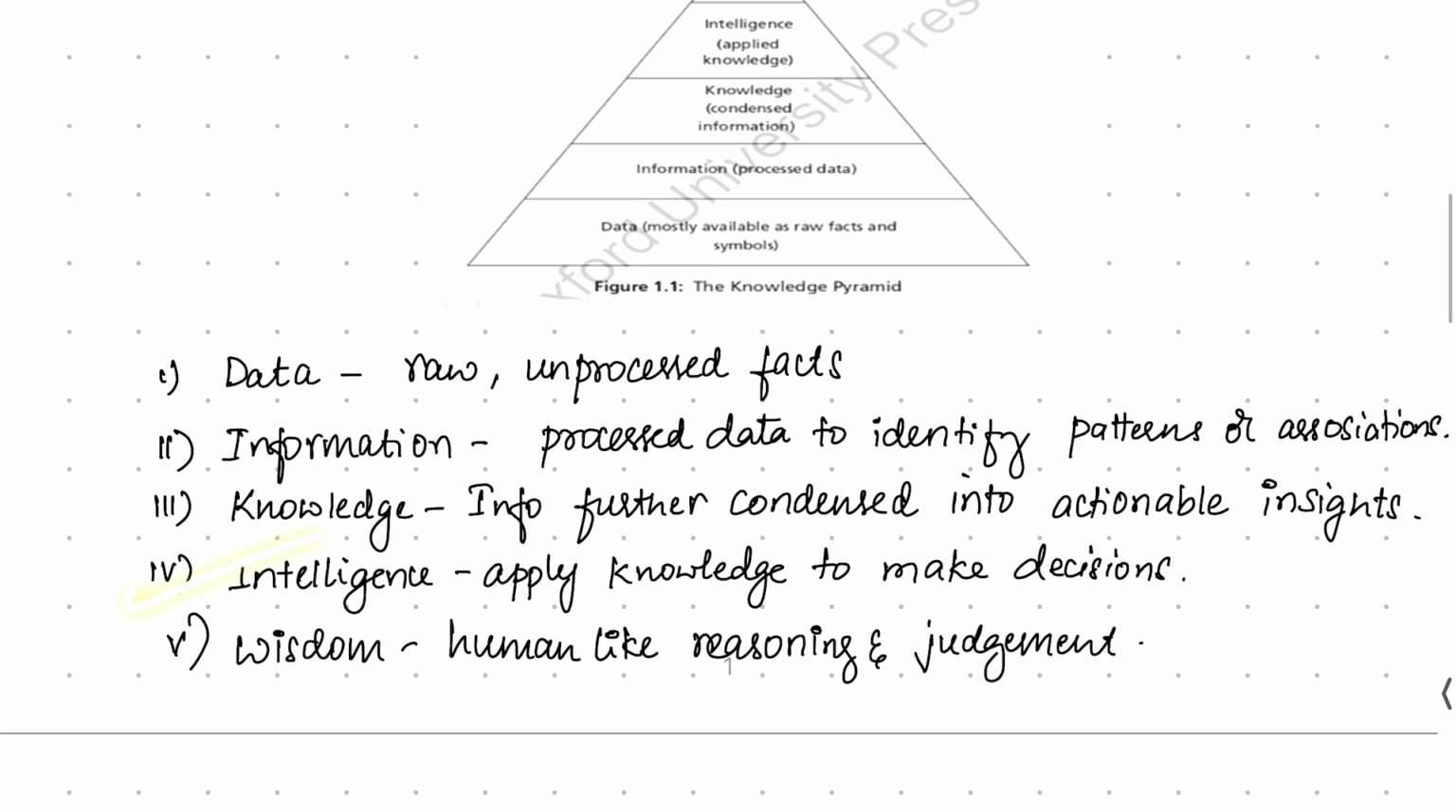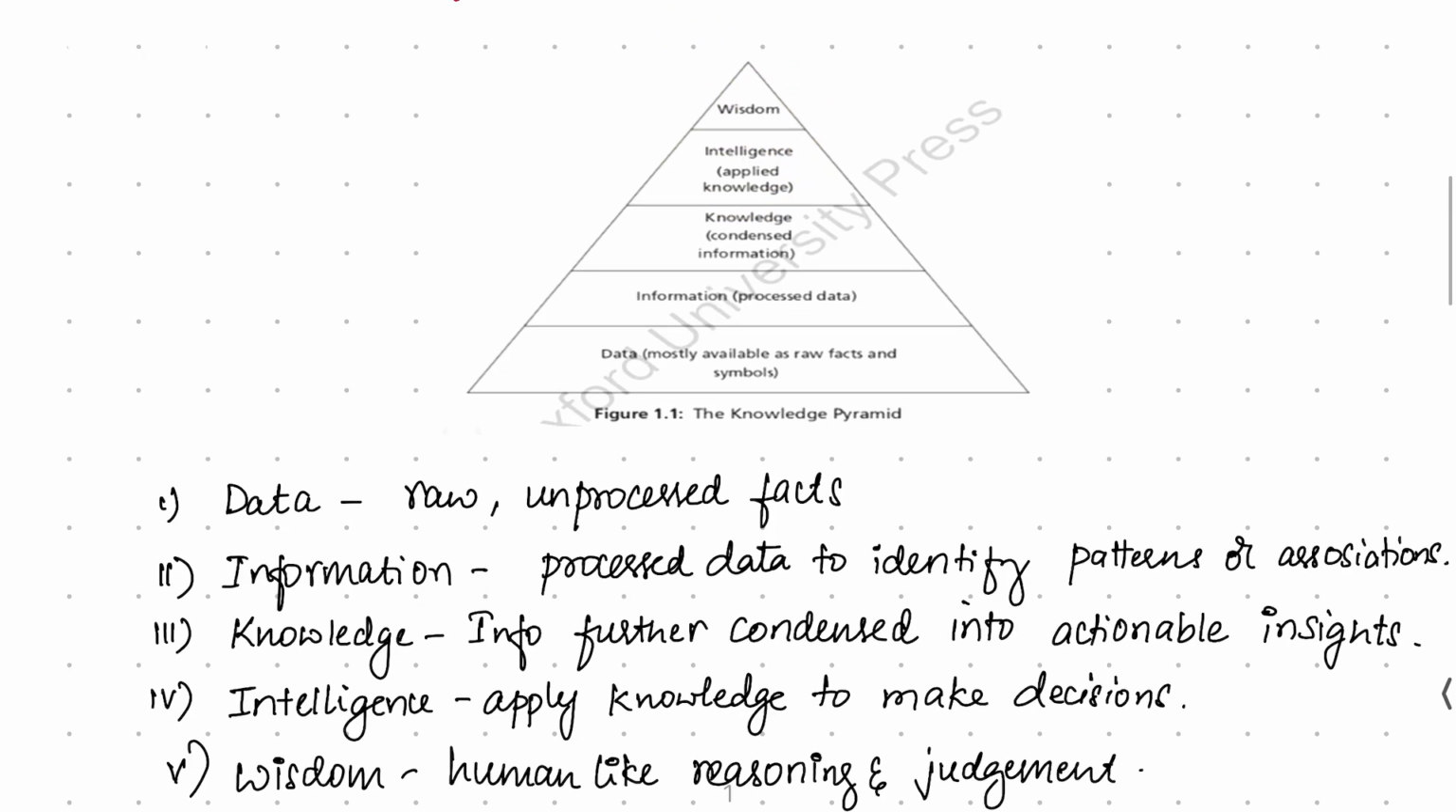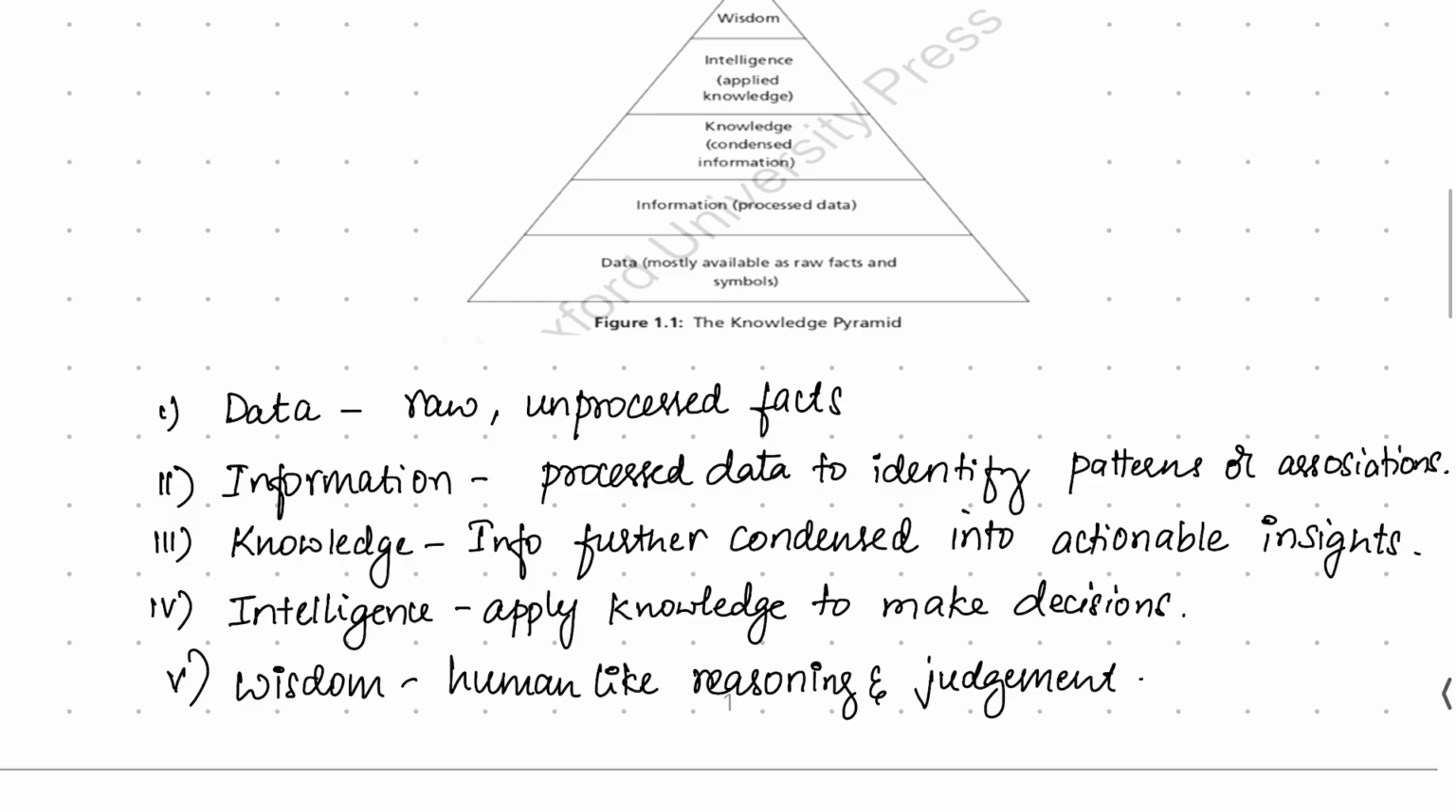Then we have intelligence. Intelligence evolves from applying the knowledge to make certain decisions. As I told, snack products are consistently sold more during the afternoon hours, so at that time I can give discounts or hire more employees so that customers need not wait for a long time. From this knowledge I'm taking a particular decision, that's called intelligence. With the help of machine learning, we can achieve this level by recognizing the patterns and making recommendations.